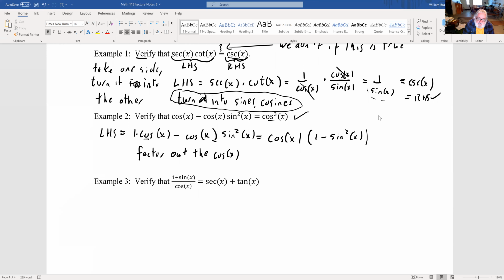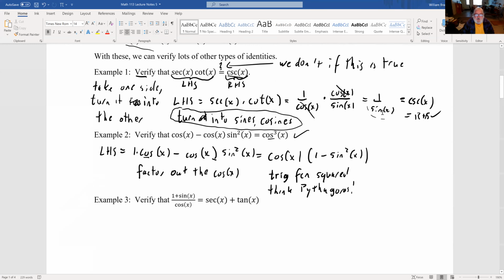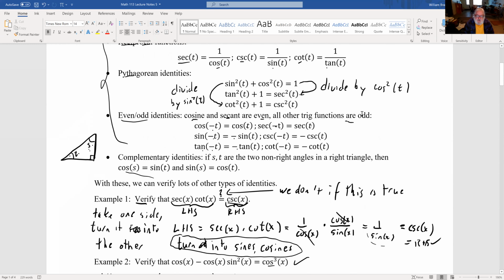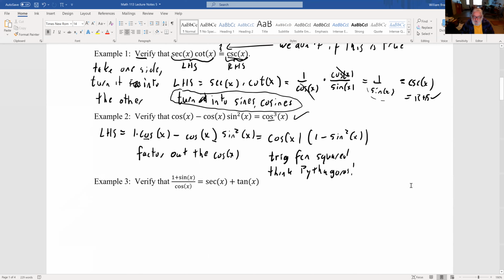Can I simplify this a little bit? As it turns out, yeah, anything with a trig function squared, think Pythagoras, right? A squared plus b squared equals c squared. So we can actually come up here and look at the Pythagorean identities, the one at the very top. Sine squared plus cosine squared equals 1. So sine squared x plus cosine squared x equals 1.